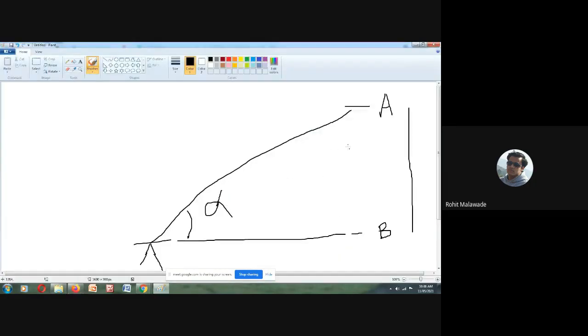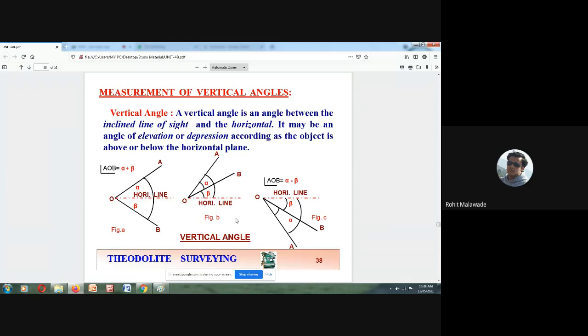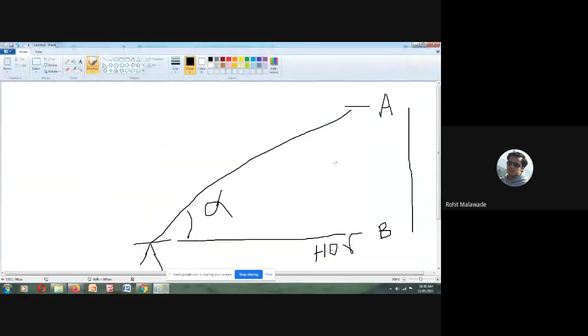Now, in this particular diagram, it is an elevation angle because this is your horizontal line. Your angle A and B, whatever you are going to measure, is an elevation because this is your horizontal line. It is exactly on 0, exactly horizontal. So point B is situated exactly on 0 degree, so we call it a horizontal angle. This we call the horizontal line, and this particular diagram is the elevation.